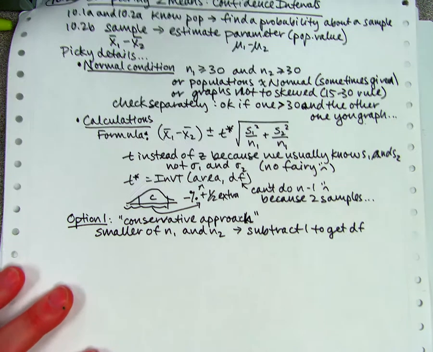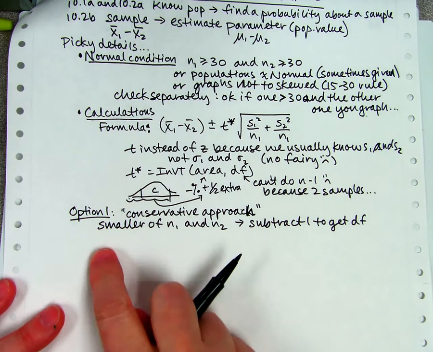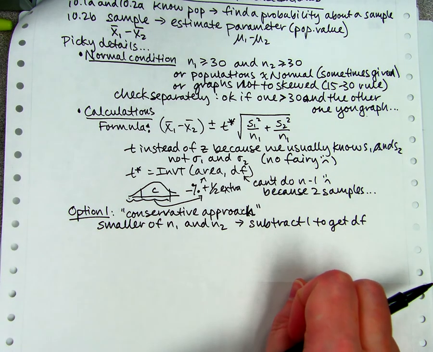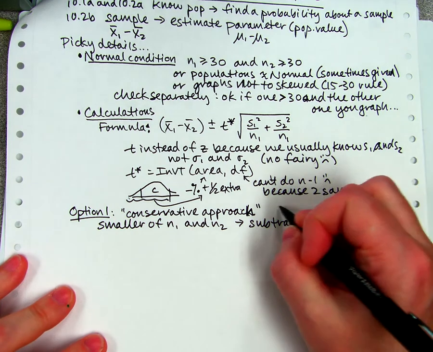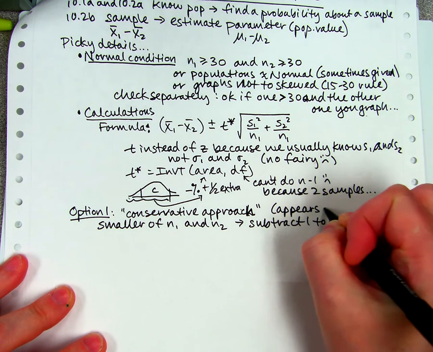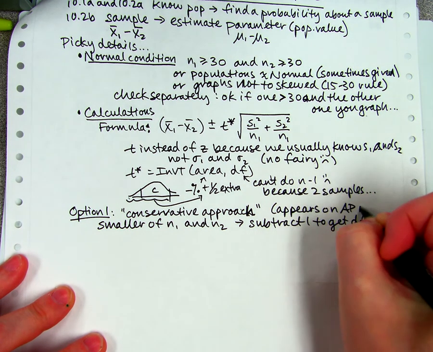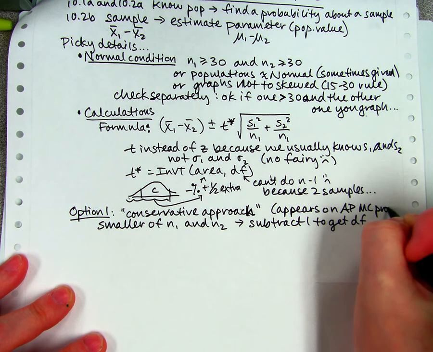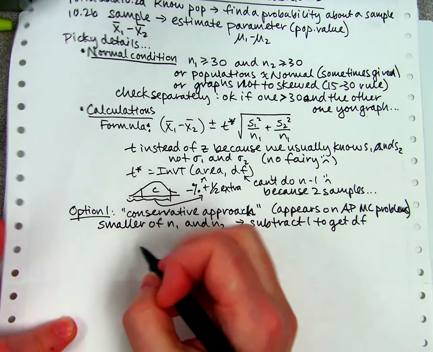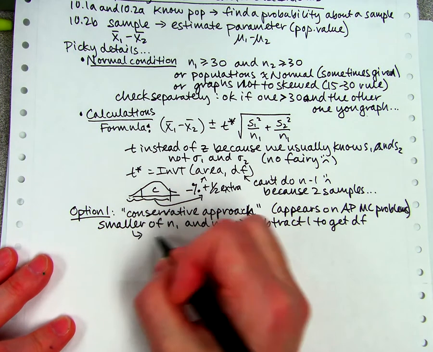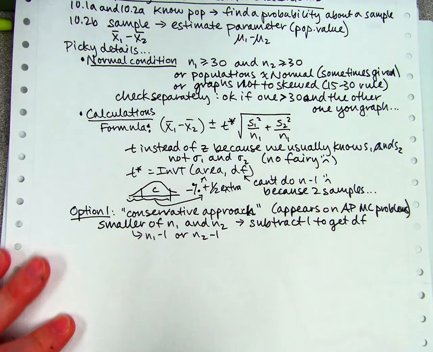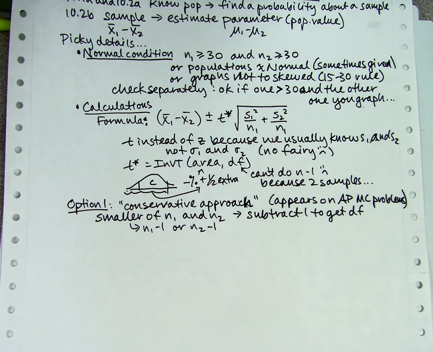On the AP test, the only time I would recommend you do this approach is if you're on a multiple choice problem, because sometimes they use that to get their multiple choice answers. So sometimes it appears on AP multiple choice problems. On a free response, you really get a choice of which way you're going to do it. So you take the smaller one and you do N1 minus 1, or you do N2 minus 1, whichever one is smaller. And you use that for your DF.